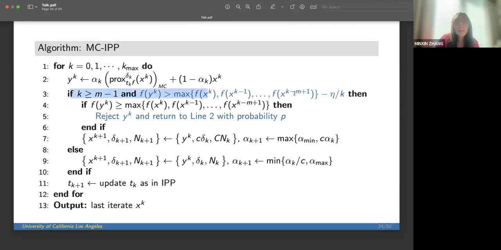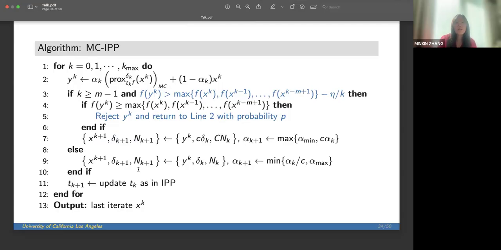And then we look at this condition, and again, because of the high variance in Monte Carlo integration, we incorporate this regression step. If we observe that the function value at this y is actually higher than the past few iterates, then we reject this yk and return to this line to sample again to get a new yk, with a probability p. And then we adaptively update our value of delta and also the sample size nk. So these are our algorithms.